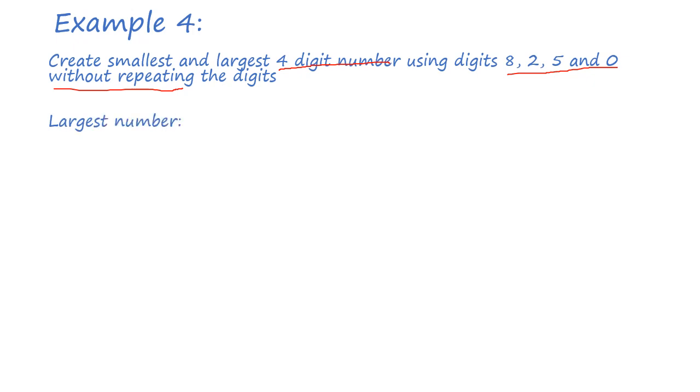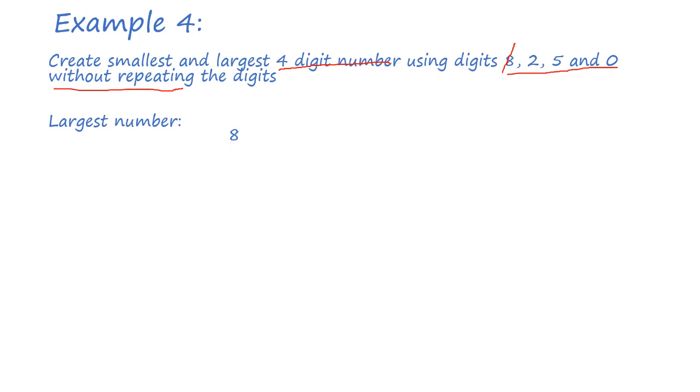Since we want to create 4-digit numbers, all the numbers will have the same number of digits, that is 4. So the first rule does not come in handy. We have to rely on the second rule. The second rule says that we have to look at the leftmost digit, and the number with the largest leftmost digit will be the largest number. Out of those 4 digits that we have, 8 is the largest digit. So let's put 8 in the thousands place. And since we cannot repeat these digits, I'll have to strike out 8 from the available digits.